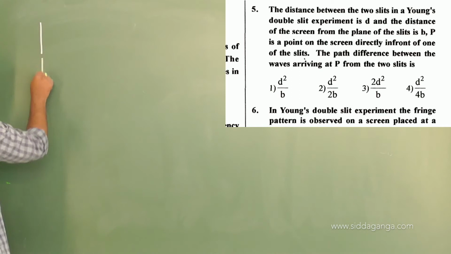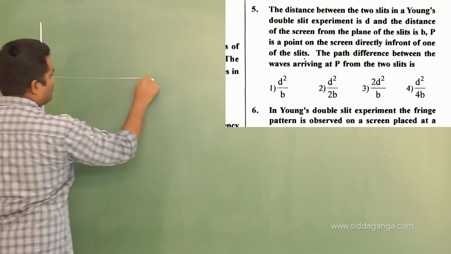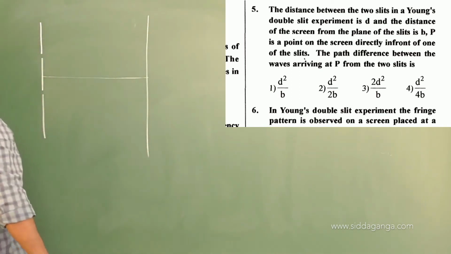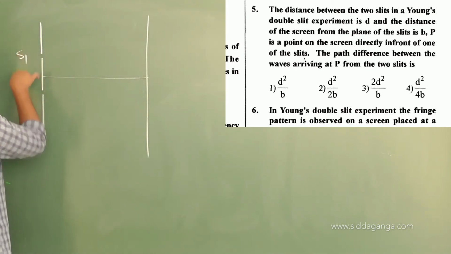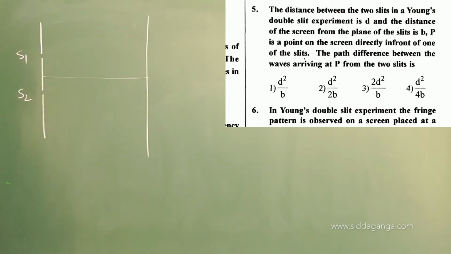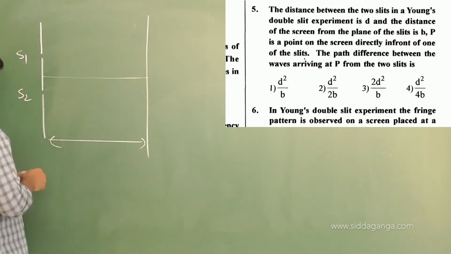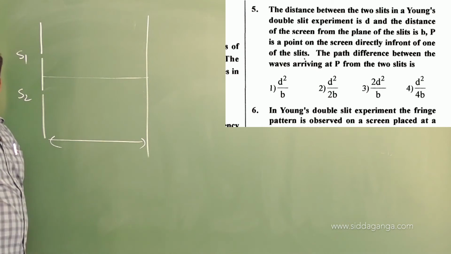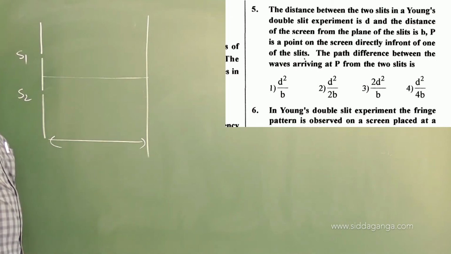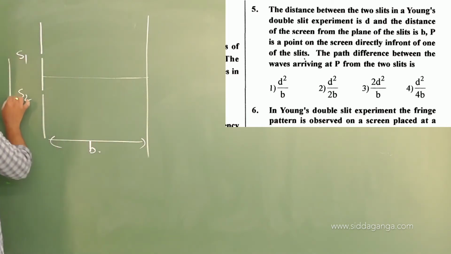These are the two slits and somewhere here is the screen. I will call this one S1 and this slit S2. I will write down all that they have given. The distance between the slits is D, and the distance of the screen from the plane of the slits is B. This is B, and this value they have given is small d.